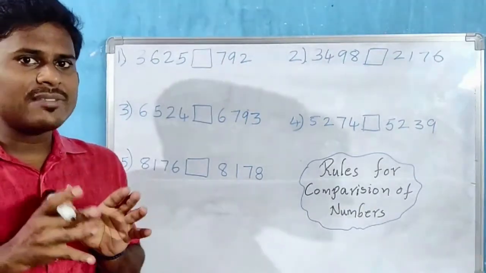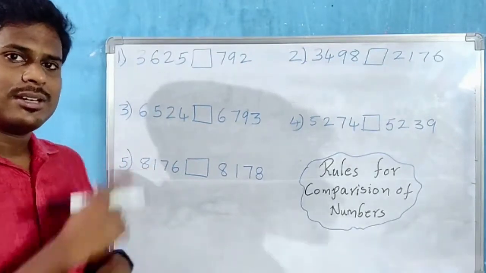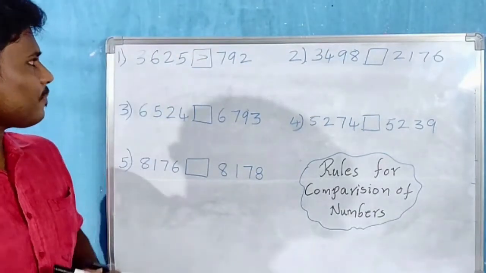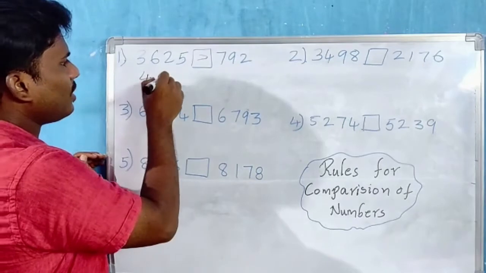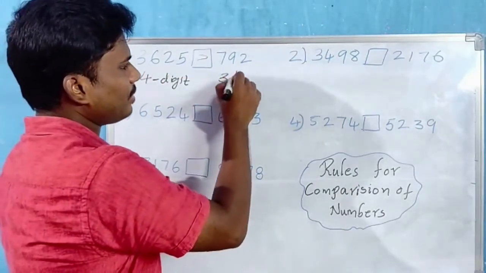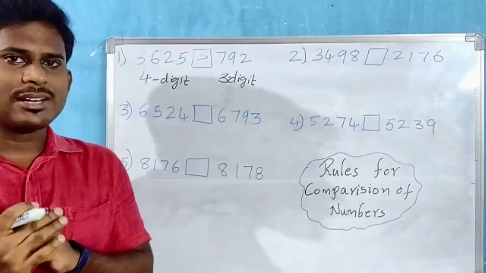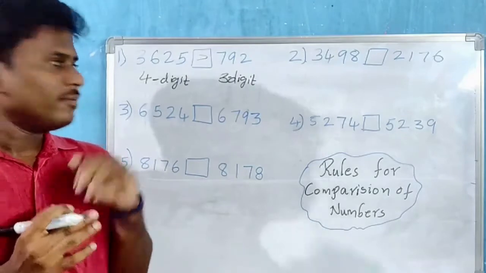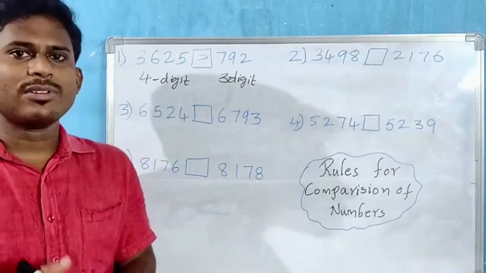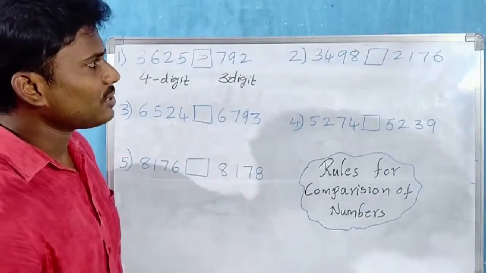For identifying the greater than symbol, we just discussed it like this. This is the greater than symbol. So this is a 4-digit number and this is a 3-digit number. While comparing like this, you have to remember, we have to compare digits first. If the digits are more, then that number will be the bigger number. Now second question, see once.